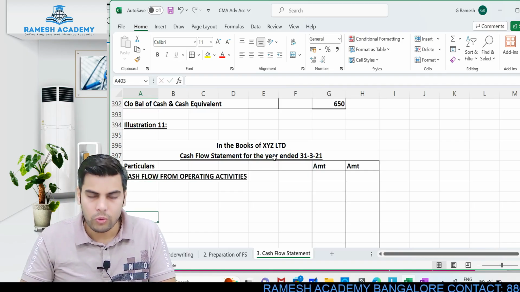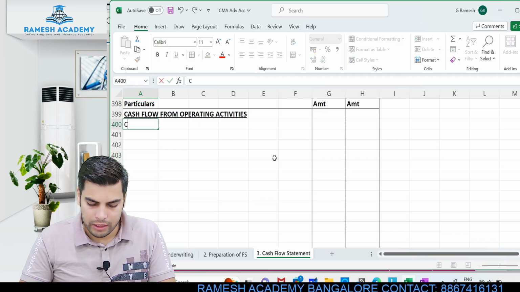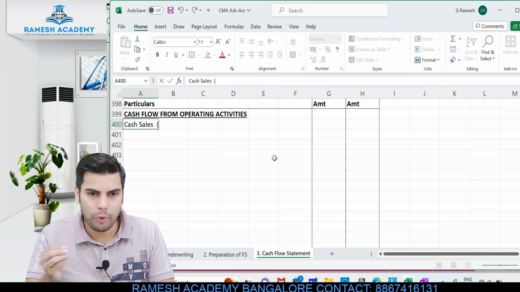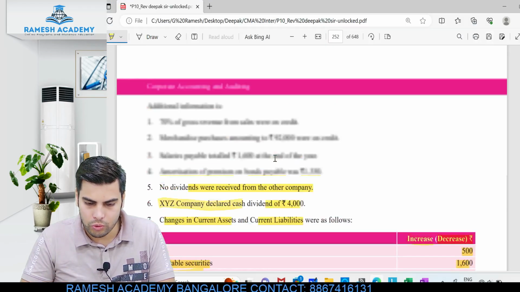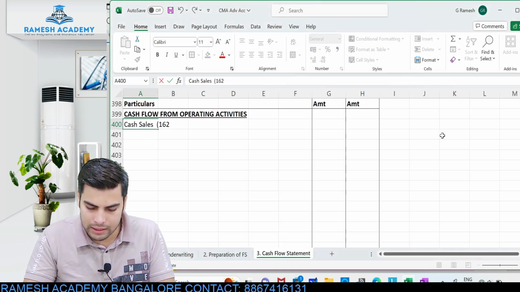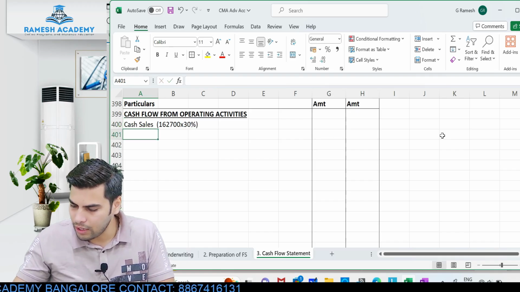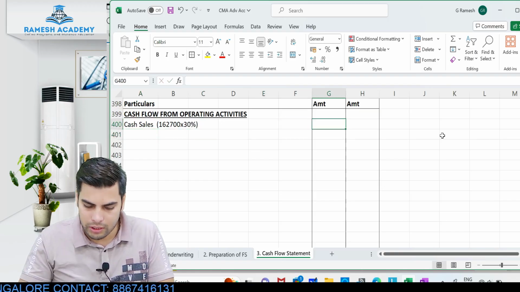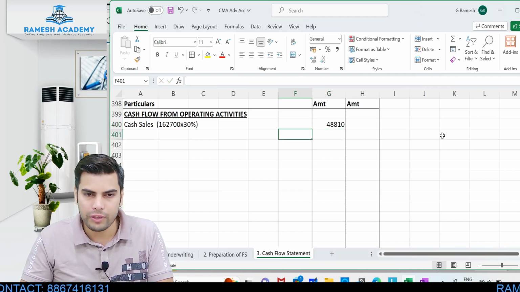All right, so here we'll just be following the direct method. So first thing would be the cash sales. From the total sales, 30% would amount to cash sales and we'll be receiving that much amount immediately. What was the total sales? Look at this, total sales 1,62,700. Out of 1,62,700, 30% is in the form of cash. So 1,62,700 into 30% would be 48,810. So 48,810 rupees we are collecting in the form of cash immediately.